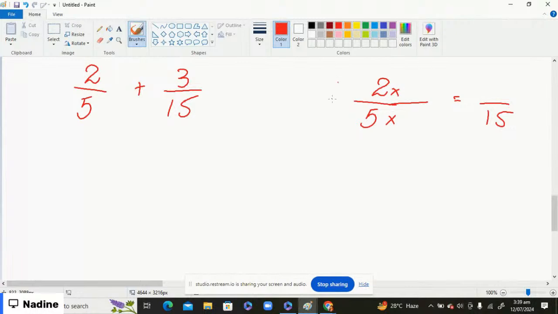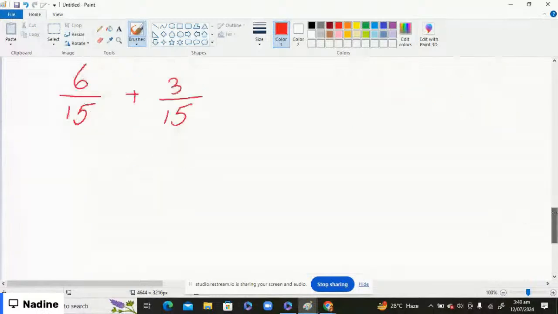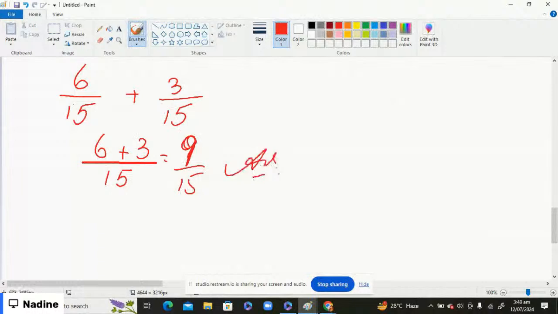3. Okay, so 2 times 3 is 6 and 5 times 3 is 15. So in place of 2 by 5 I just put 6 by 15, add up with 3 by 15. Now both denominators are the same, 15 and 15, so I just put 15 once. So this is 6 plus 3 on the top, adding the numerator. What is the answer of 6 plus 3? That is 9 over 15, and that is your answer.